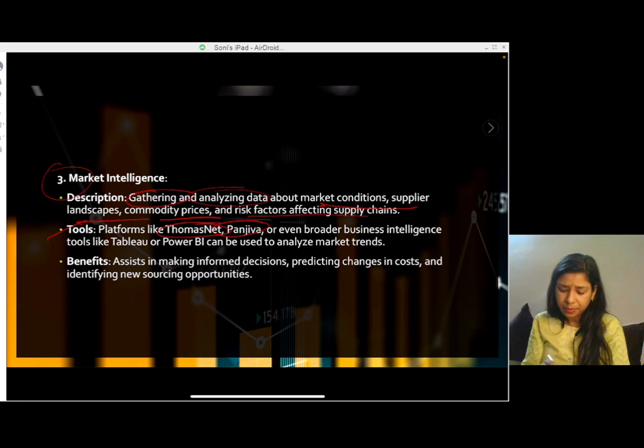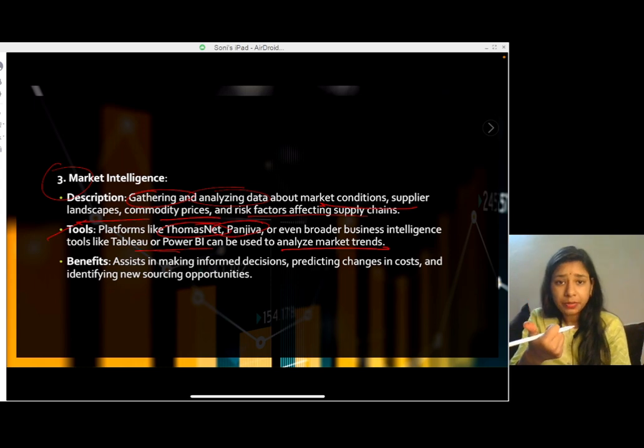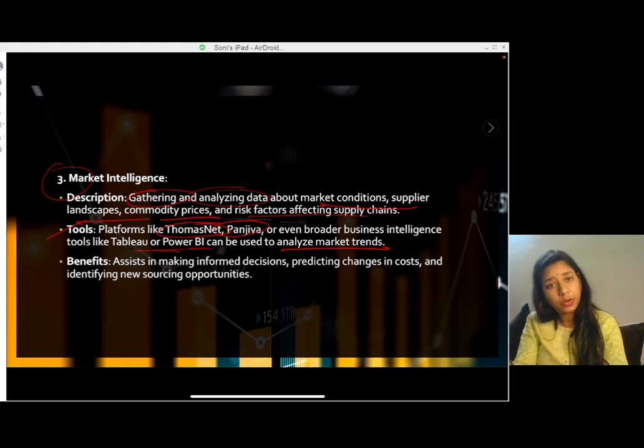And Tableau and Power BI are common ones which are used by many companies to analyze the market trend, right? So class, what you can do is at least you should know 2 to 3 software related to each of the requirements. That will help you in your interview as well, and it will help you gain more marks in your exam as well.